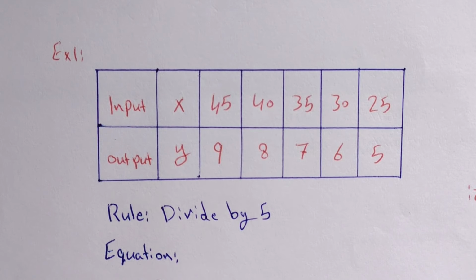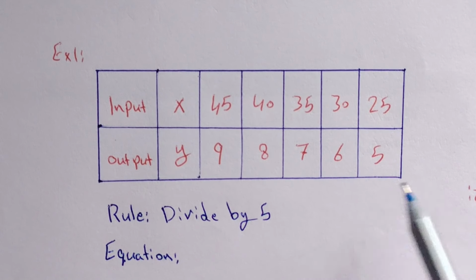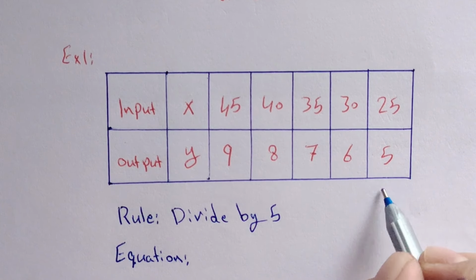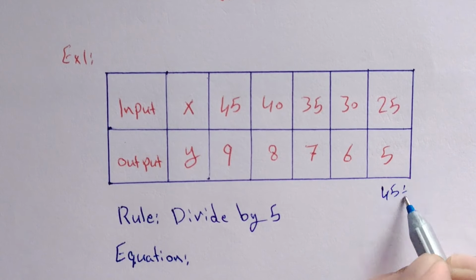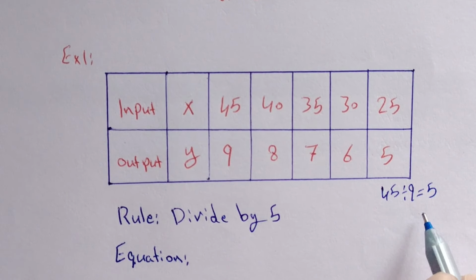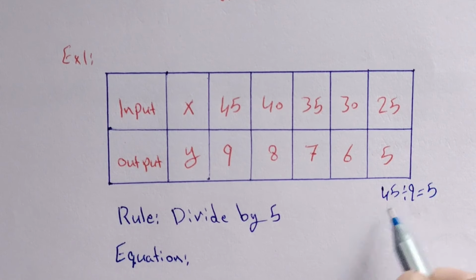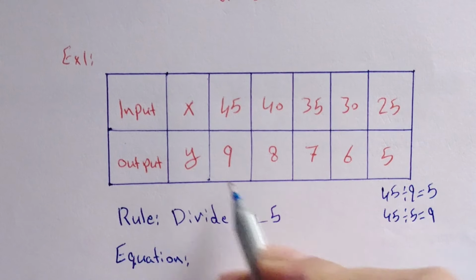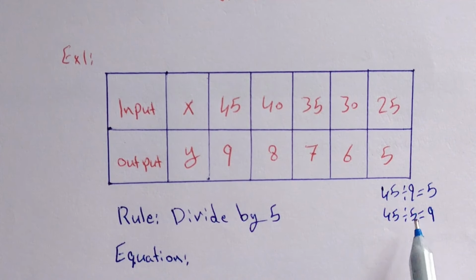Then we will make an equation from that. How can we make an equation? Instead of writing 45 divided by 5 is equal to 9, let me write it here. Or no, it's the other way around. It should be 45 divided by 5 and the answer will be 9 because the output will be the answer.